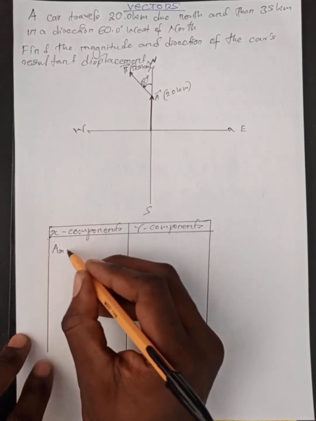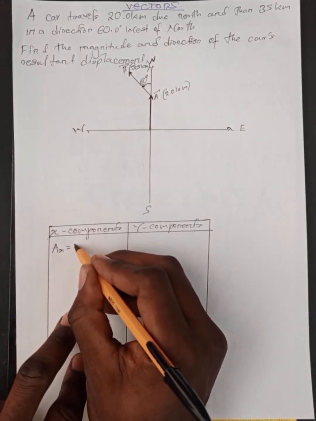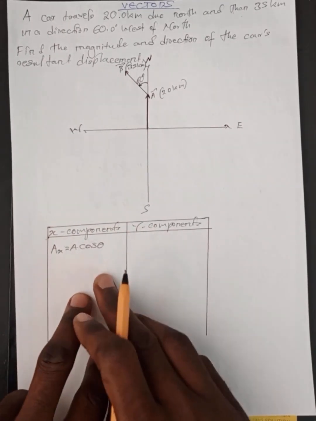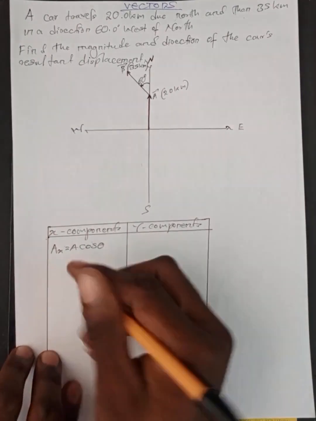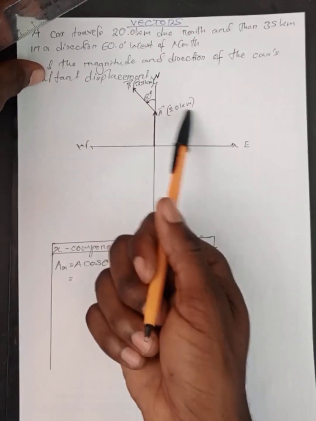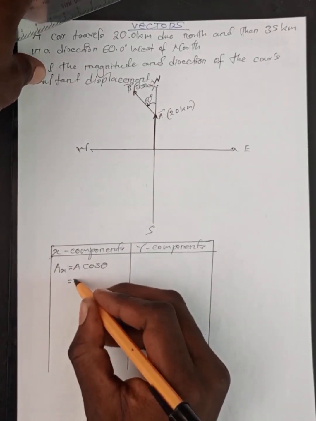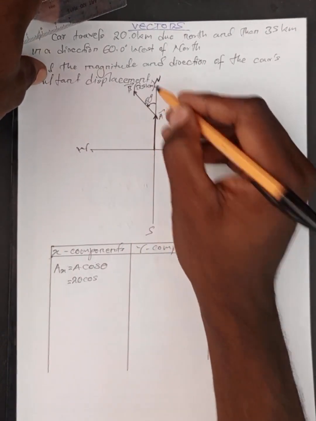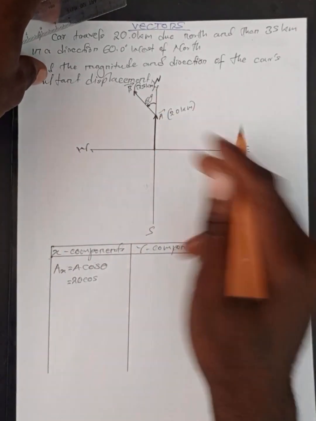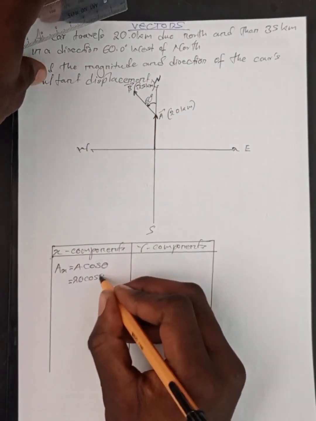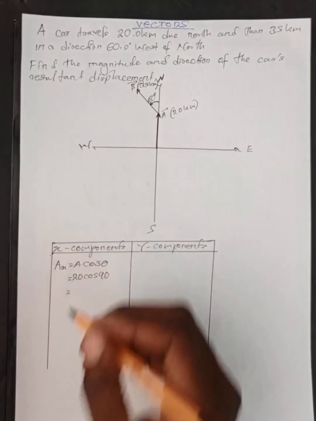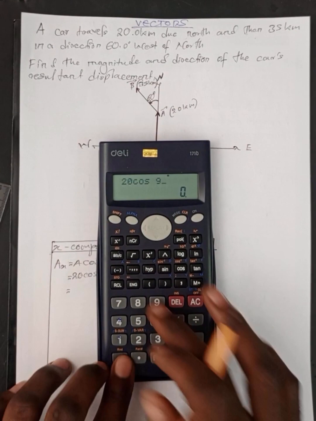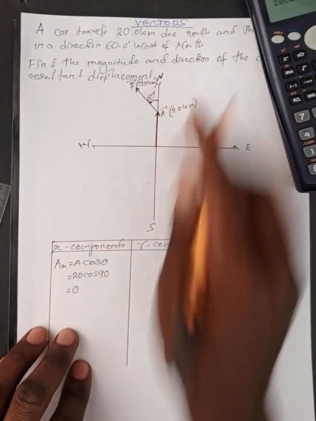Its x component is equal to A cos theta. In the x-axis we use cos, then in y components we use sine. What is your A? It is your distance or displacement, so we've got 20 there. Then cos, what is your direction there? Due north, meaning this is 90. This is 0 degrees or 360, 90, 180, then 270. So we write 20 cos 90. It is 0 kilometers.